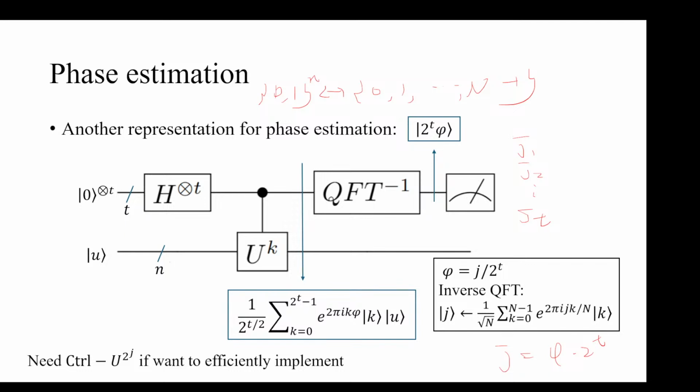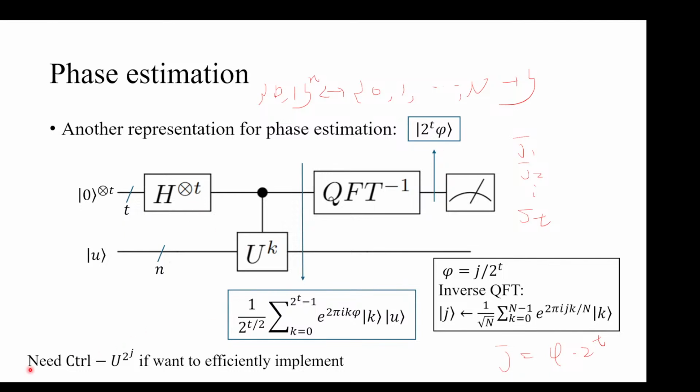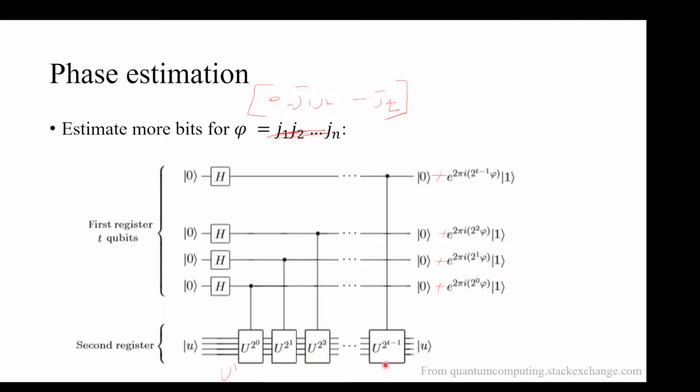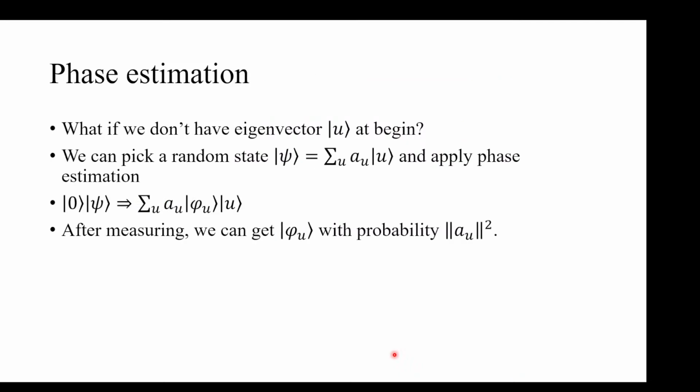Okay, and a small caveat here is that if you want to do this efficiently, you need to do a whole bunch of control U. You need to do control U to some very large number, potentially 2 to the t, and you want to do all of those efficiently. So you want to do U to the 2 to the t efficiently. That's an issue we need to deal with when we do factoring. Okay, and so that's the phase estimation. And then we just have 2 more slides, and I think we will finish quickly today.